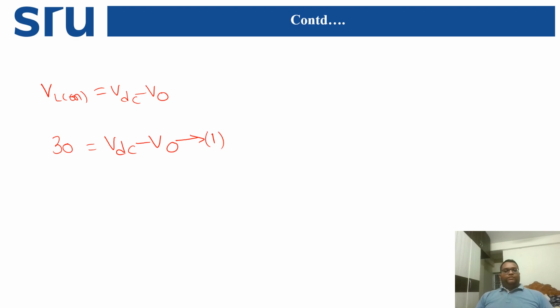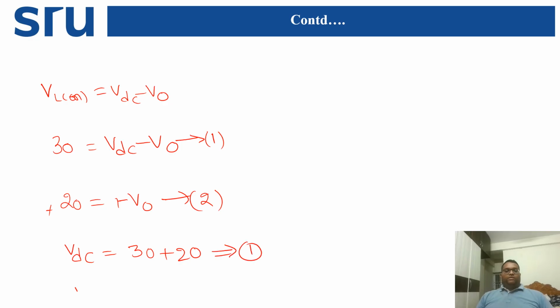From the waveform under switch off condition, what is the voltage? 20 volts. That is equal to minus V0. Here discharge means we will take it as minus 20, minus minus will get cancelled. Then equation 2. Then from 1 and 2, VDC is equal to 30 plus 20. Then VDC is equal to 50 volts.